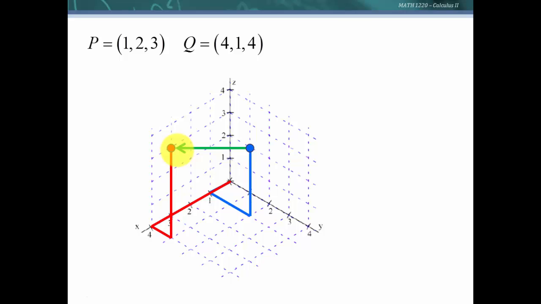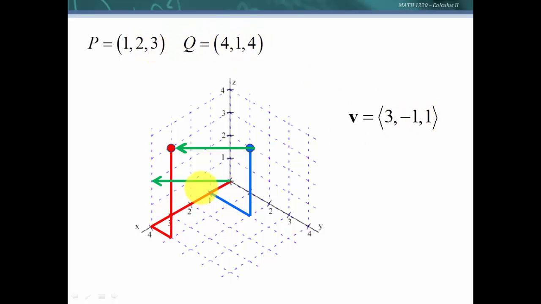Now we could take this vector and we could make it a position vector by putting its initial point at the origin, transforming that down to the origin, and then it would look like this. We could express that vector. This is the vector 3, negative 1, 1. We could find that by taking the components. 4 minus 1 is 3, 1 minus 2 is minus 1, 4 minus 3 is 1.